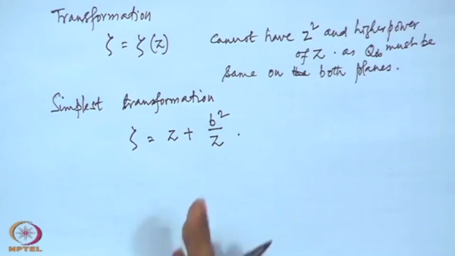You might say that we could have even simpler, only z, why even b square by z? No, we need it, because our airfoils will have a sharp trailing edge, something which is sharp or nearly sharp, while in a circle we do not have any sharp point. So, we must have at least one critical point. If we just have z, it does not have a critical point, dzeta dz is not zero anywhere except at 0.